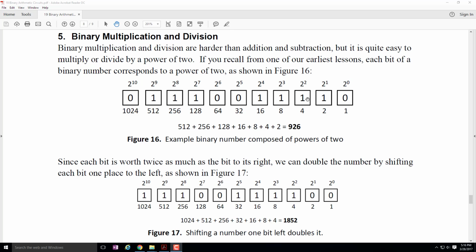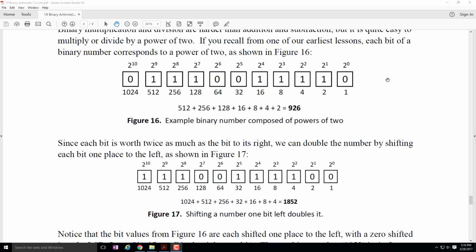And in fact, that's exactly what happens between figures 16 and 17: we have shifted every bit to the left by 1. We've shifted a 0 into the least significant bit, and whatever used to be in the most significant bit drops off. That goes into what we call the infinite bit bucket. The original number was 926, and when we do the shifting, we end up with 1852, which is 2 times 926.